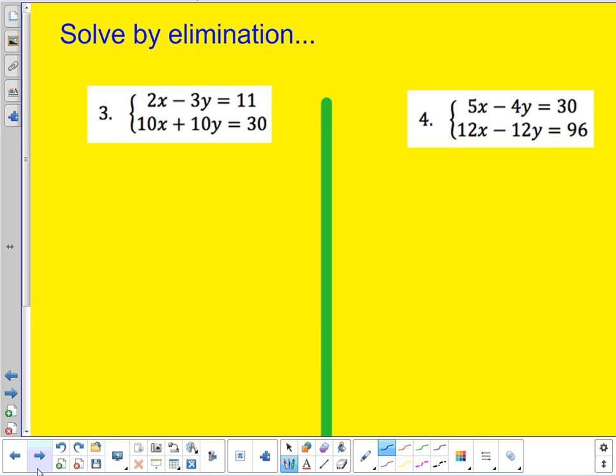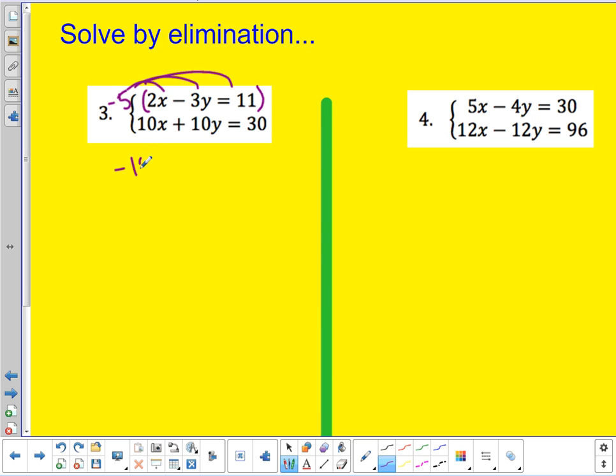All right, number 3. In number 3, we have the system 2x minus 3y is equal to 11 and 10x plus 2y is equal to 30. So no coefficients that are the same. They're already in standard form, so that's helpful. But my coefficients aren't the same and they aren't opposites. But what I do notice is that I can multiply this top equation by negative 5 because that'll give me a negative 10x, which will be opposite from the 10x that's below it. So that's what I'm going to do.